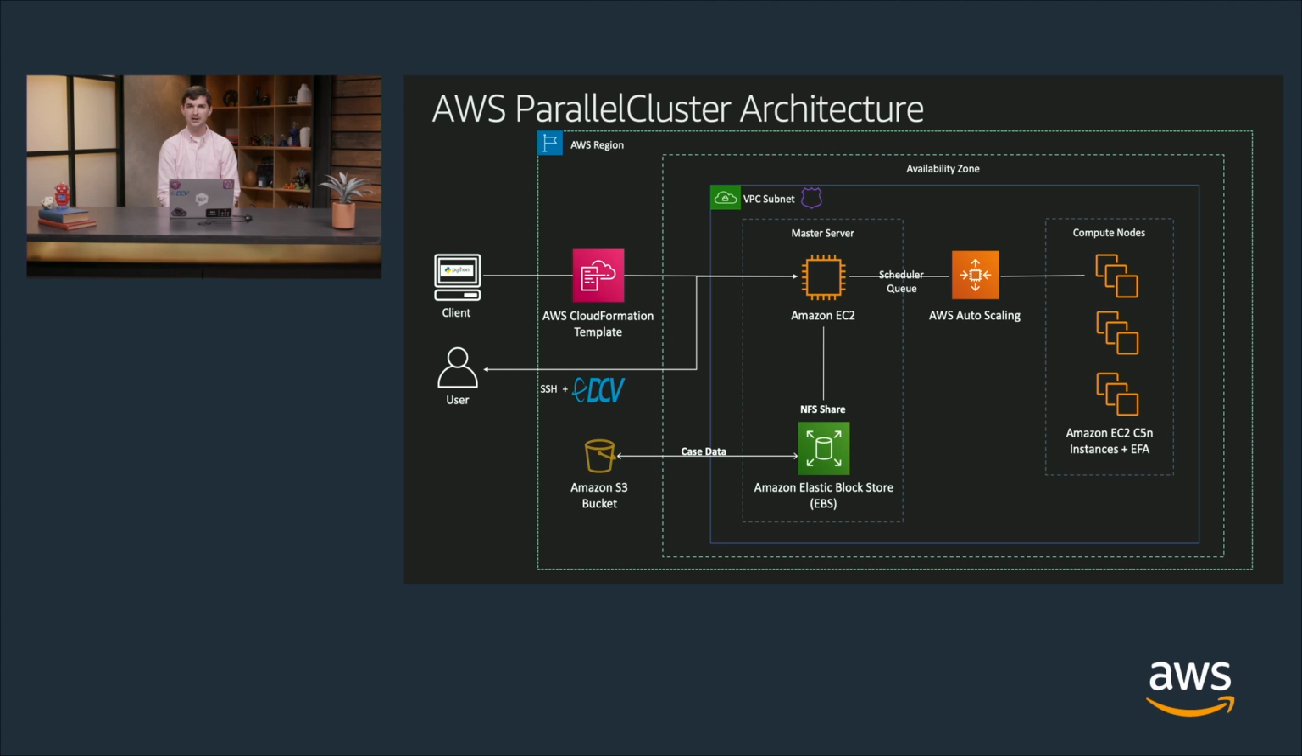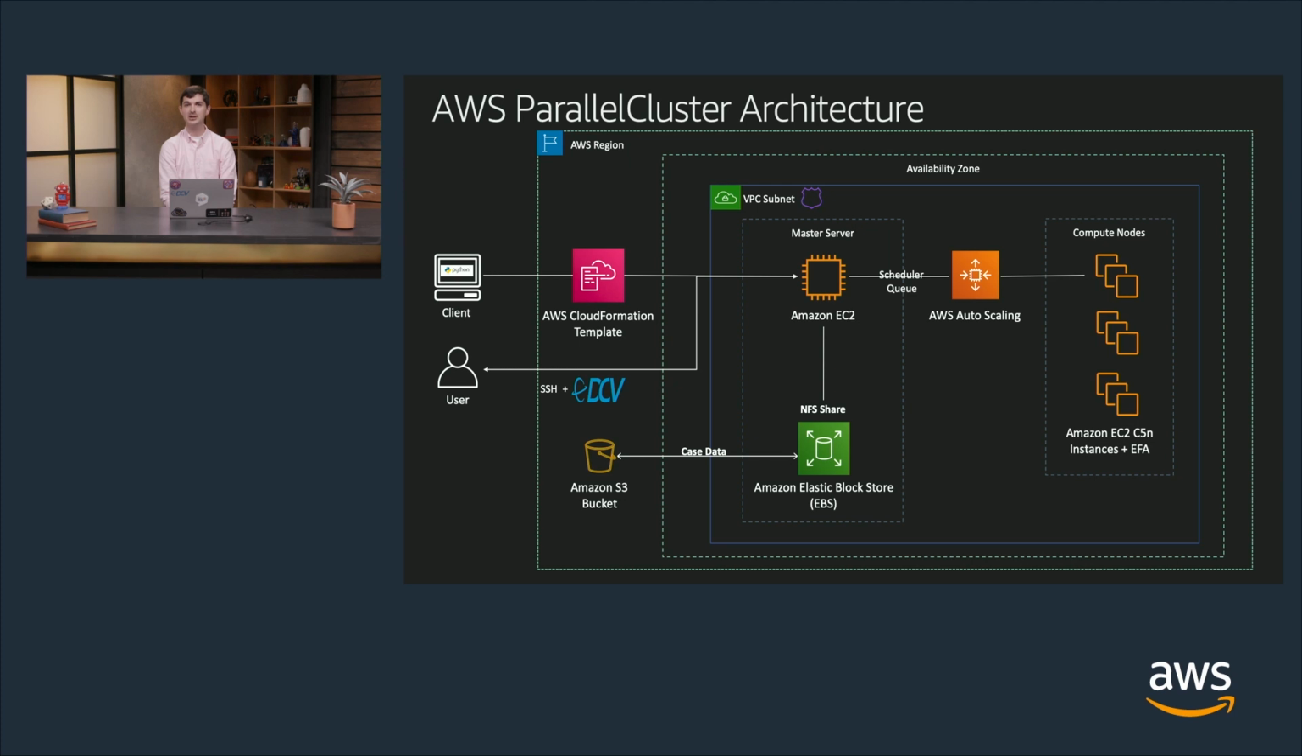ParallelCluster takes the text configuration files you develop on your local system and translates them into an AWS CloudFormation template. That CloudFormation template is created in your account and provides the layer of infrastructure as code describing your HPC cluster. Part of that configuration will determine the region, availability zone, and subnet within which your cluster will be created as part of your own virtual private cloud network.